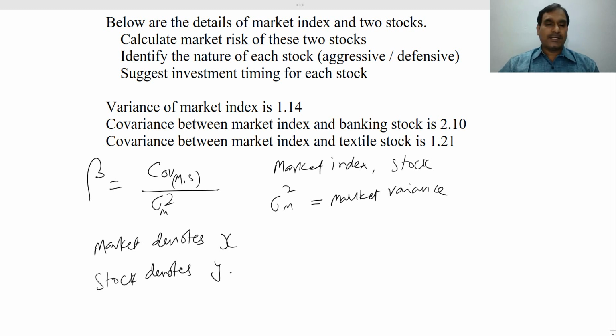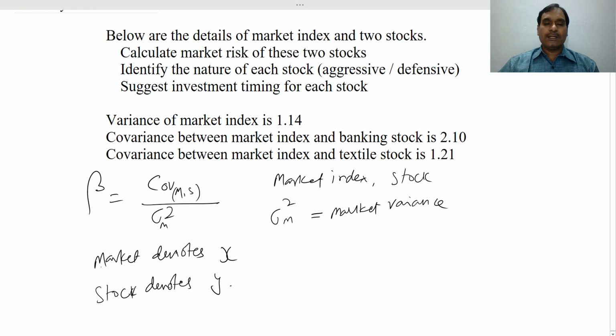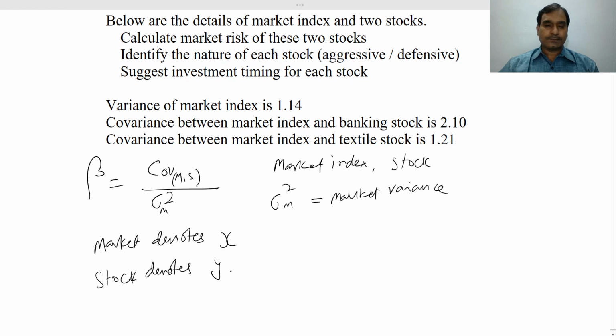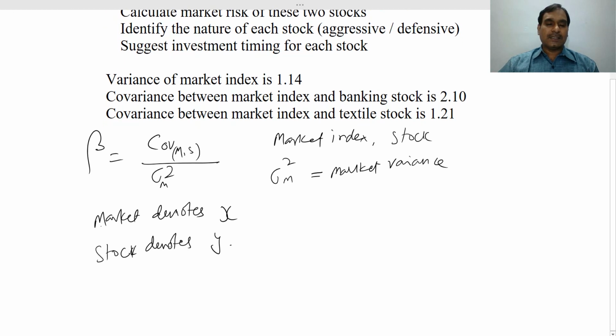Now here is an example. Below are the details of the market index. Calculate the market risk of these two stocks. Then identify the nature of the stock, whether the stock is aggressive or defensive. Then suggest investment timing for each stock. So the market variance is 1.14.